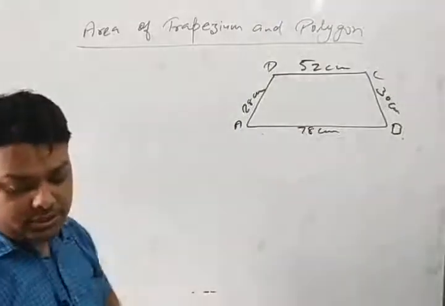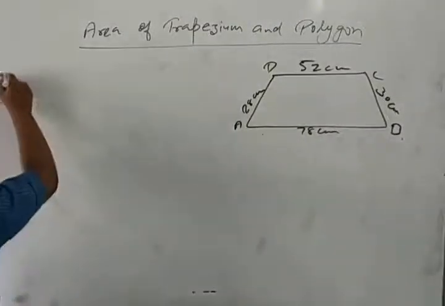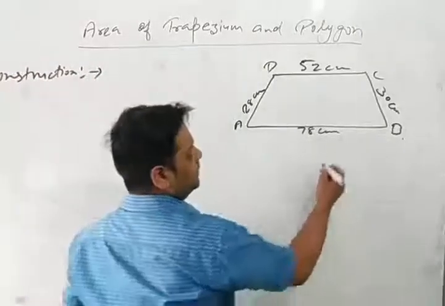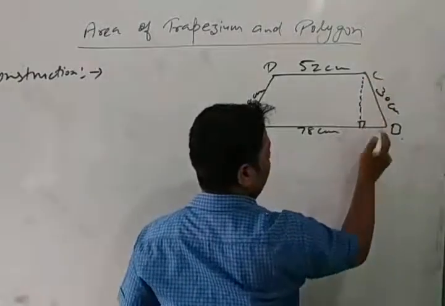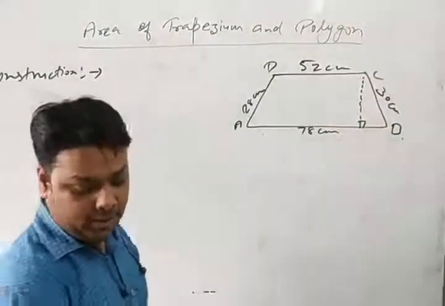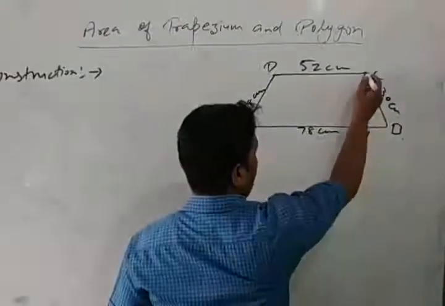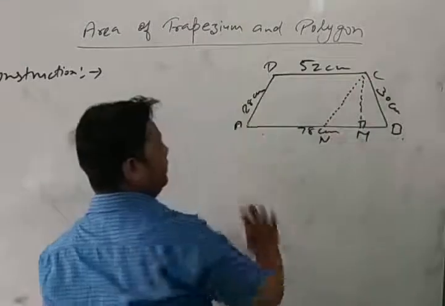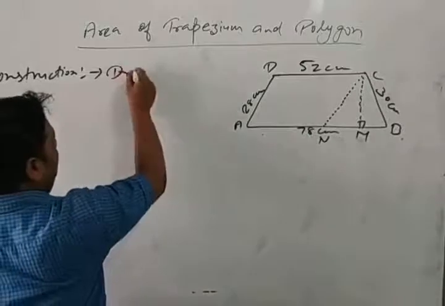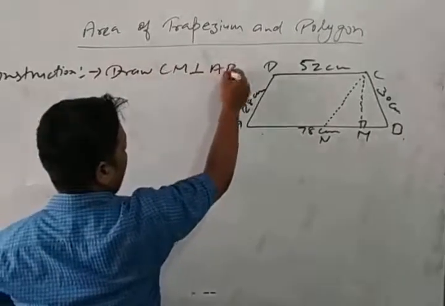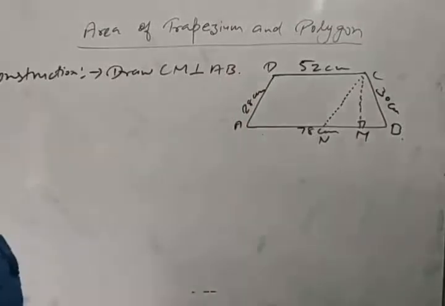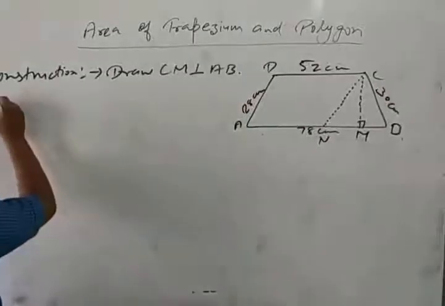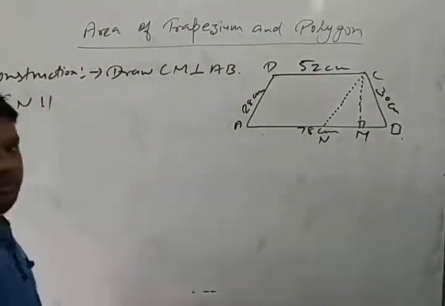So we will do some construction in the figure also. At first, what construction do we have to do? Let's see. Draw a perpendicular from C to AB, and name it M. Then draw a line from C to N which is parallel to AD. Draw CM perpendicular to AB, and CN is parallel to DA.